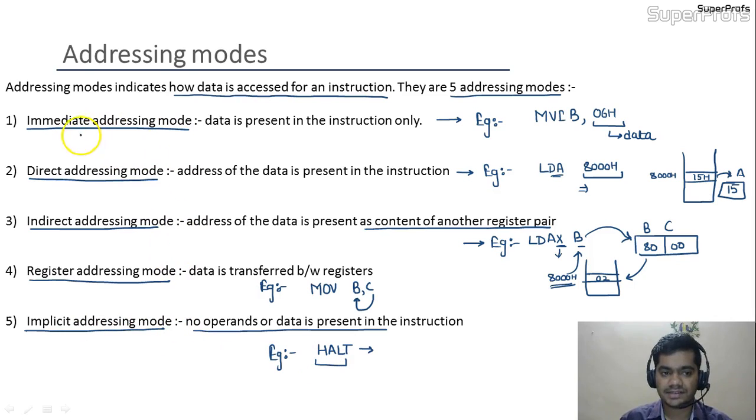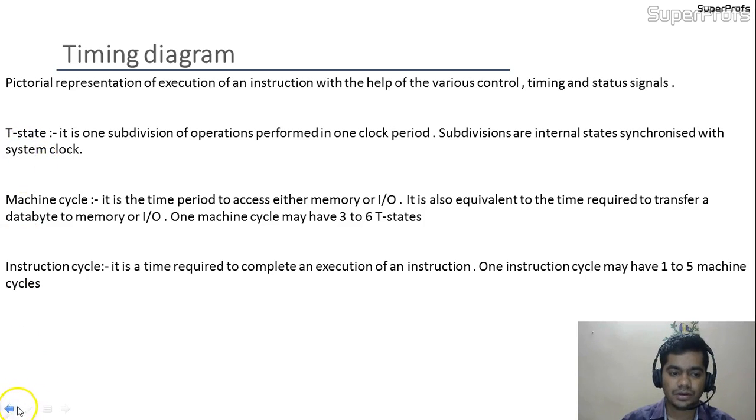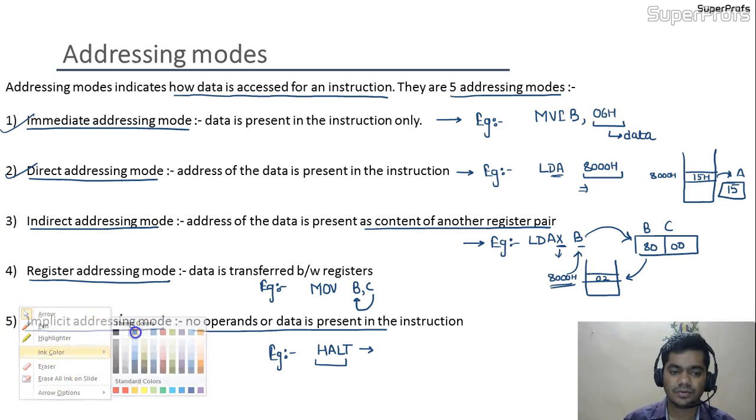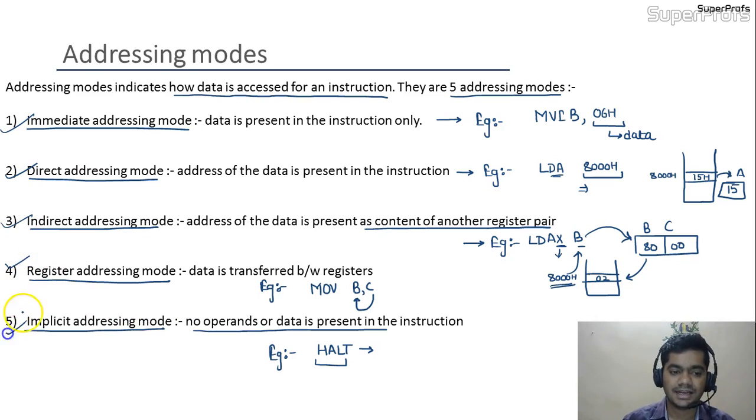So there are 5 addressing modes: immediate addressing mode, direct addressing mode, indirect addressing mode, register addressing mode, and implicit addressing mode. Sometimes there would be questions to just know what the addressing mode of the instruction is. Wherever data is present, it would be immediate. Where the address of any data is present, it would be direct addressing mode.